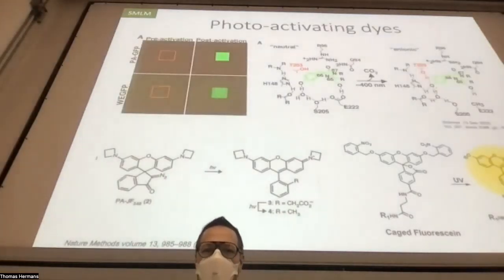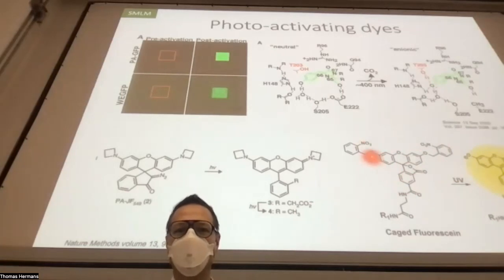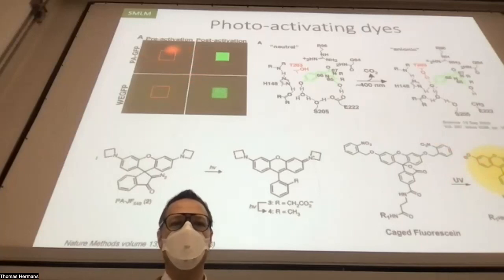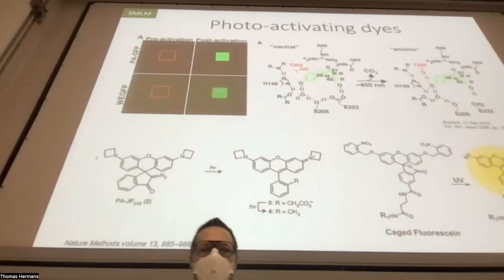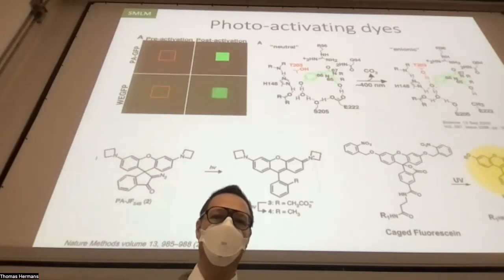Okay, so this is an example. For example, this is fluorescein, but it's photocaged. This is a very famous leaving group. So if you shine UV light, you will deprotect these moieties here, and you will get free fluorescein, which is green fluorescent. So if I have this square, I shine my UV light, I turn on my fluorescence. This is a very nice approach to switch on my fluorescence and then kill it with photobleaching.